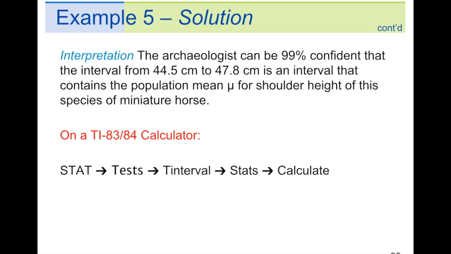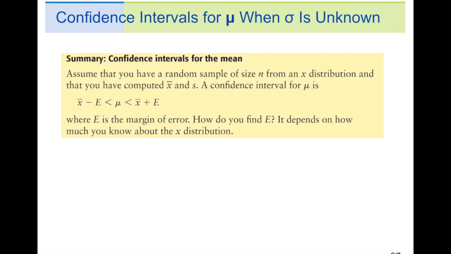On a calculator, if you press stat, then tests, then t-interval, then stats, then calculate, it will help you get the answer. Summary: confidence intervals for the mean. Assume you have a random sample of size n from an x distribution and that you have computed x bar and s. A confidence interval for mu is, again, mu is between x bar minus e and x bar plus e, where e is the margin of error.